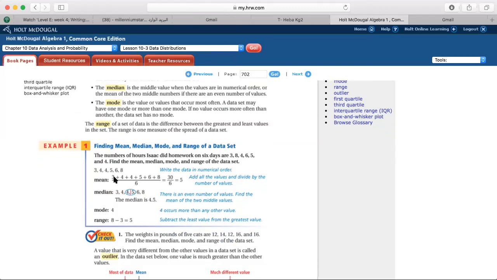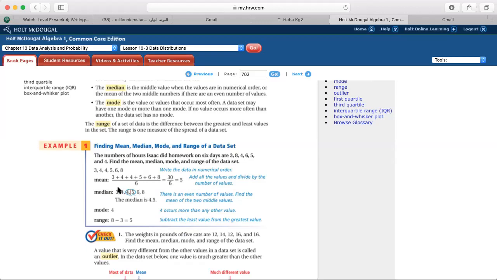So I'm going to add first the numerator. 3 plus 4 is 7, 7 plus 4 is 11, 11 and 5 is 16, 16 and 6 is 22, 22 and 8 is 30. Over 6, so it is equal to 5. Add all the values and divide by the number of values. So simple. Okay, what about the median?